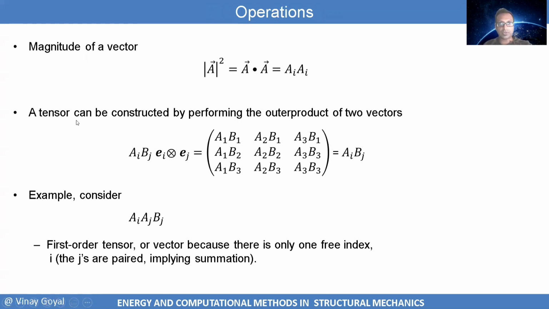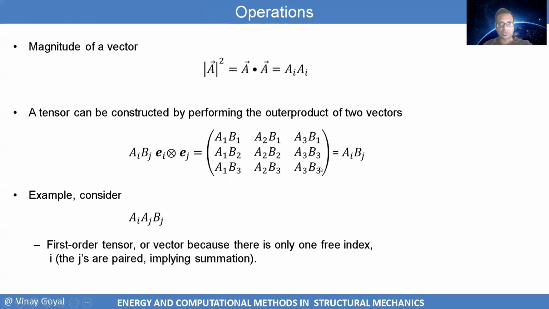A tensor can be constructed by performing the outer product of two vectors. So say I have a vector A_i and a vector B, so a vector A and a vector B. The outer product of these two vectors gives you a second order tensor. And e_i and e_j correspond: A_i e_i is the one vector, B_j e_j is the other vector. And then this right here is considered the outer product of these two vectors.